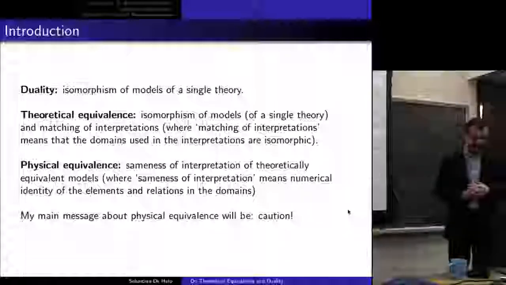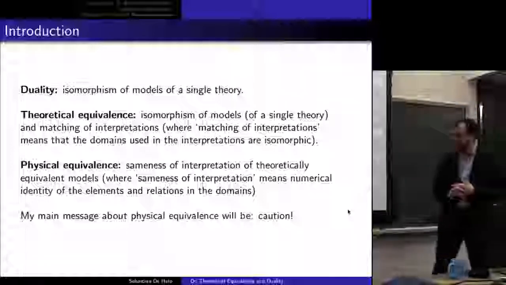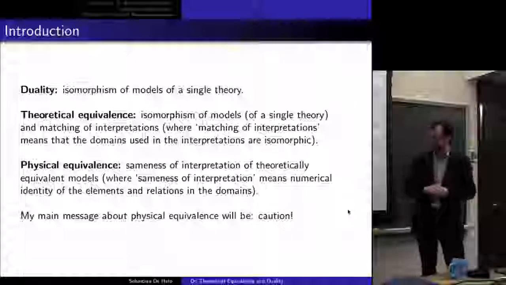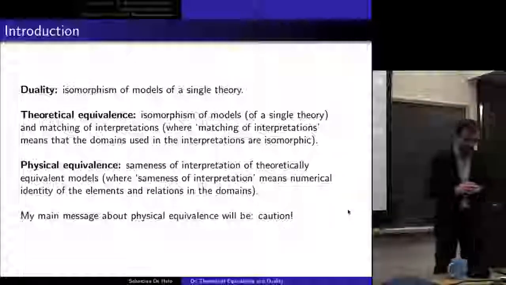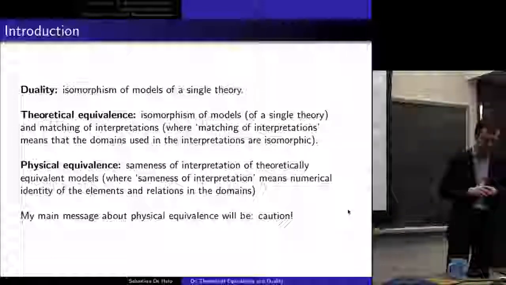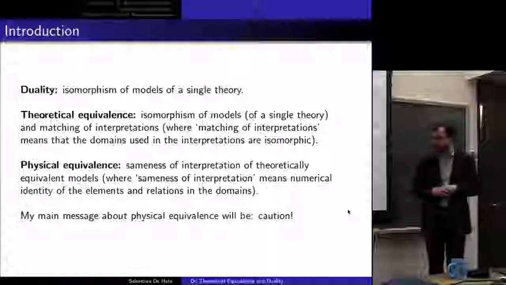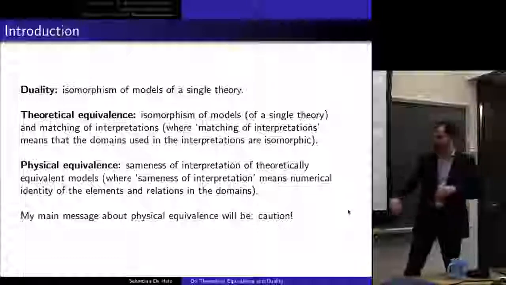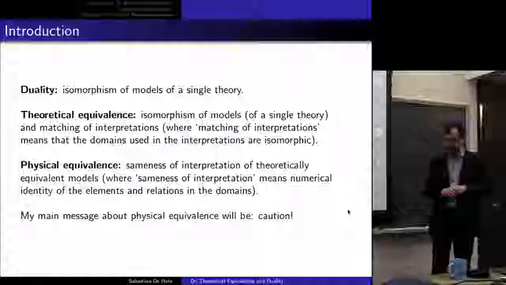Theoretical equivalence is isomorphism of models of a single theory, and in addition, matching of interpretations, where matching of interpretation means that the domains used in the interpretation are isomorphic, and I will say more about that, of course. And then physical equivalence is sameness of interpretation of theoretically equivalent models. By sameness of interpretation, I mean numerical identity of the elements and relations in the domains.